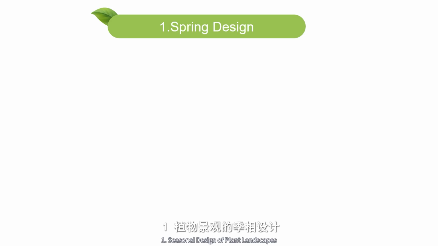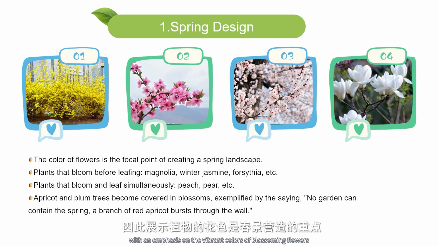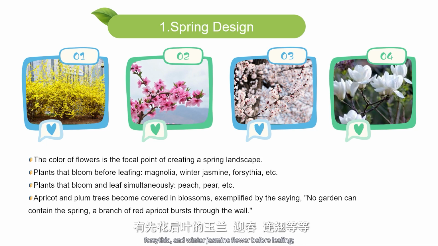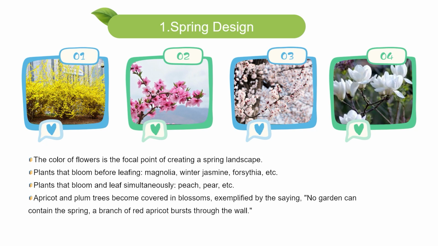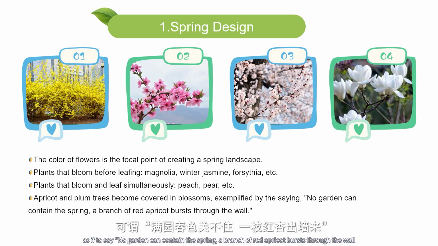1. Seasonal design of plant landscapes. Spring design. Spring landscapes should evoke a sense of renewal and vitality, with an emphasis on the vibrant colors of blossoming flowers. For example, plants that bloom in spring such as magnolia, forsythia, and winter jasmine flower before leafing. Apricot and plum trees bloom abundantly, filling the branches with flowers that are best planted near walls and hedges to fully express the vitality of spring. As if to say, no garden can contain the spring, a branch of red apricot bursts through the wall.